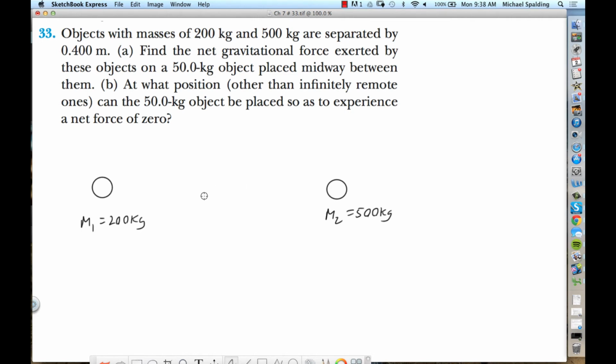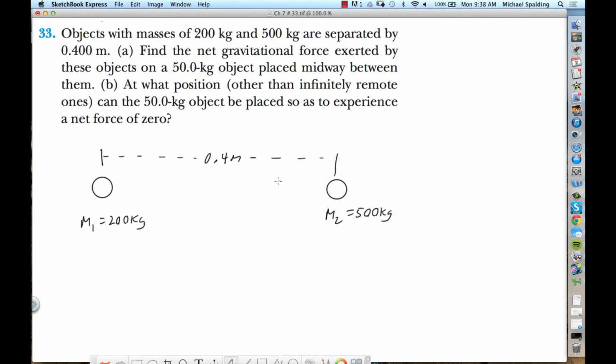So here's what they're saying. Oh, and the distance of separation, M1 to M2, from center to center, it's still 0.4 meters. Okay? Now, what they're saying for part B is this. At what position can the 50 kilogram object be placed so it has a net force of 0 on it? So what does a net force of 0 mean? The force to the right and the force to the left are going to cancel.